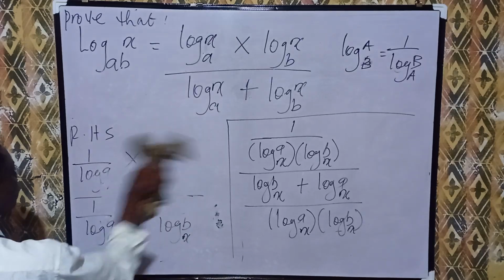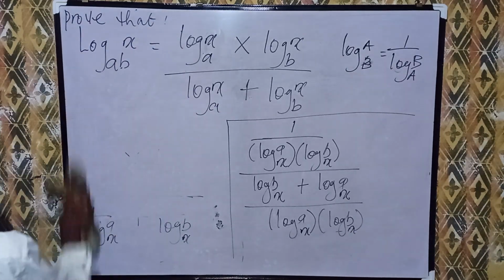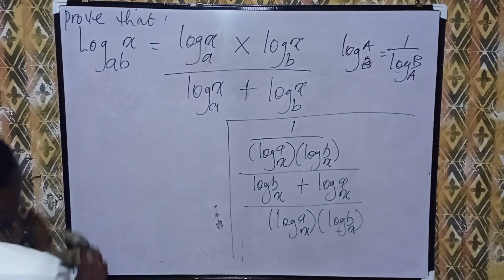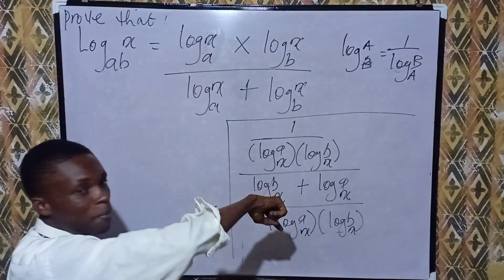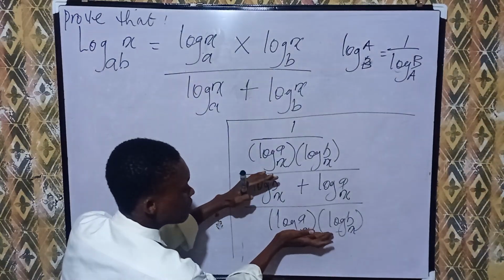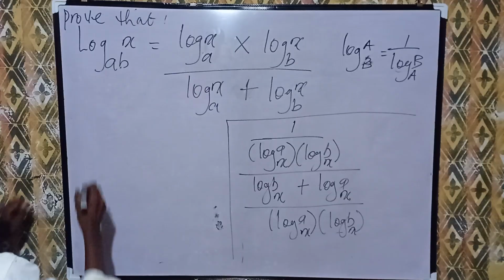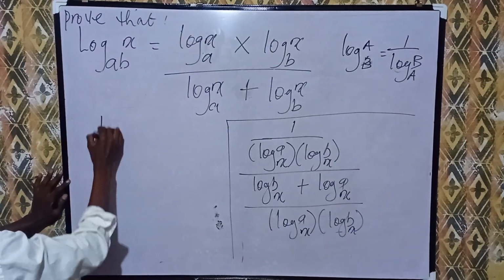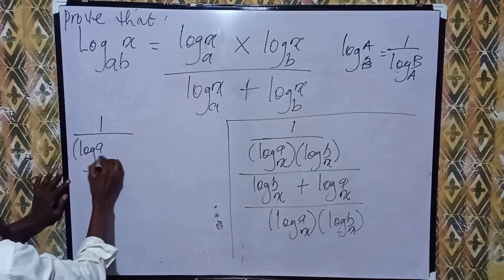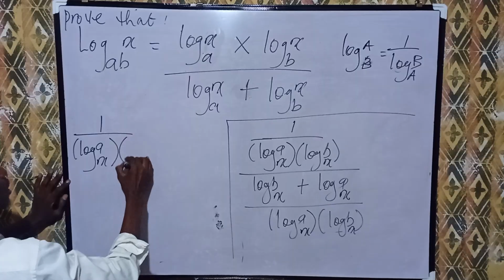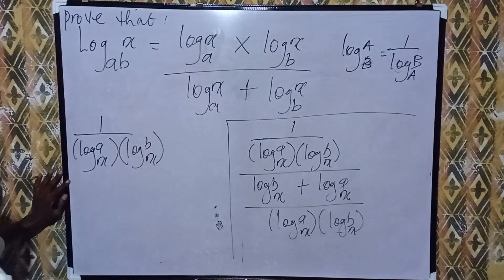All right, let's go. Remember, we are trying to prove the left hand side. So from here, we know that they'll flip because they are dividing. This denominator comes up and this one comes down. So we have this is 1 upon log a base x into log b base x.